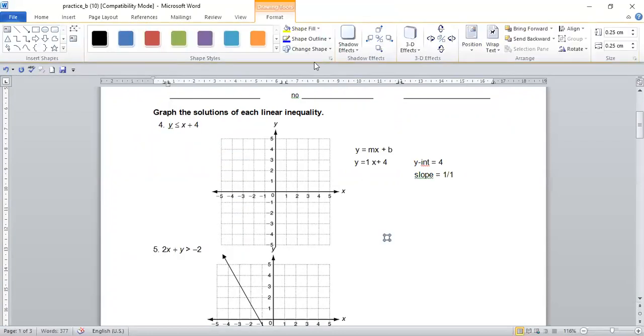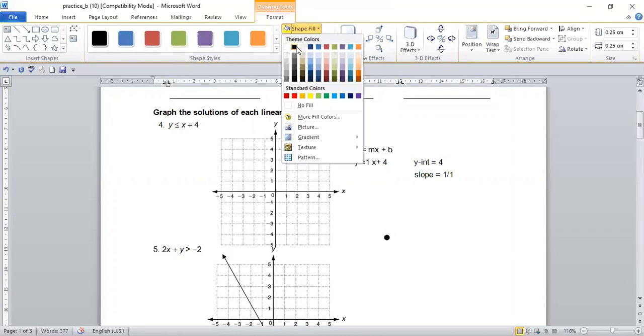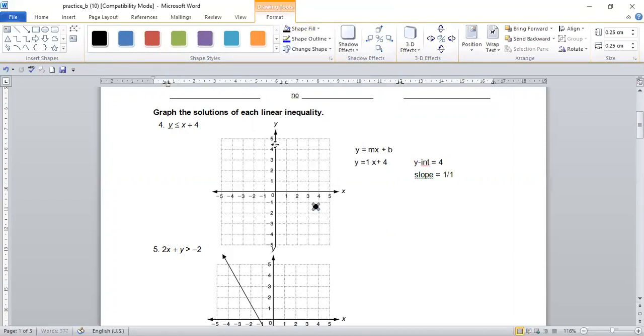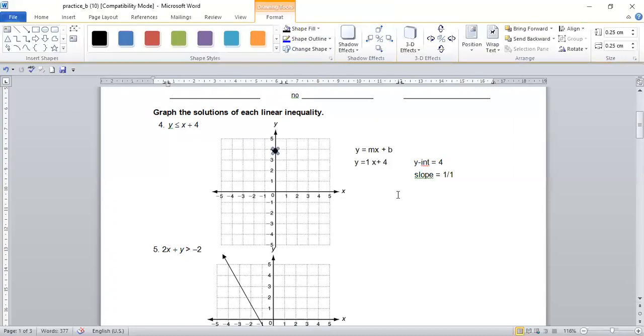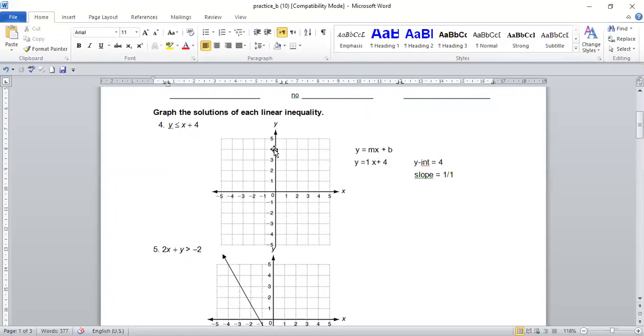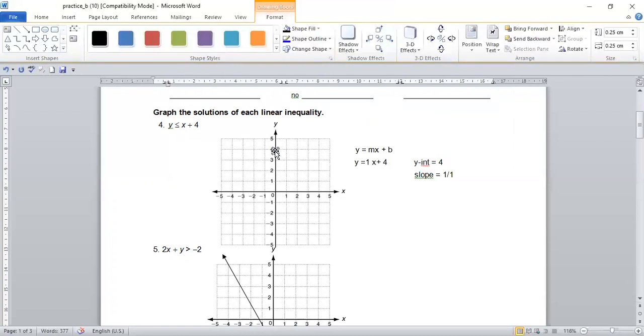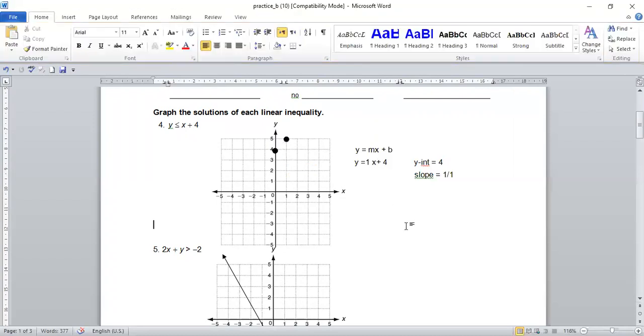So let me place it at 4. The y-intercept is going to be 4, and then from the y-intercept we will move 1 up and 1 to the right. So from here it is going to be 1 up and 1 to the right, which means the next point is going to be on 1, 5. It's so difficult to place these. Okay, so it's going to be here.